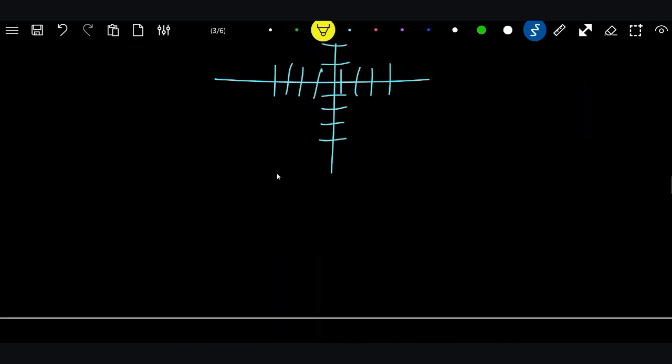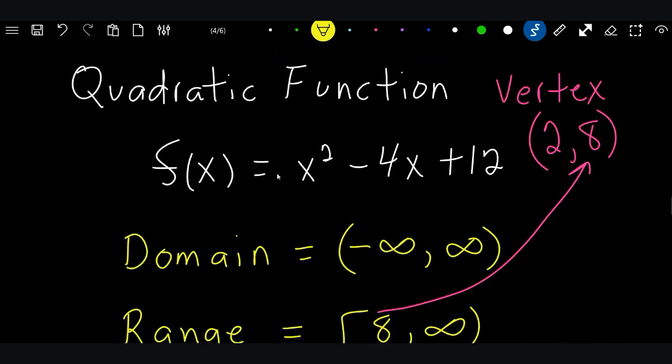Okay. The next one that we're going to look at is the quadratic function. And this is in your book on page 183. Page 183. The quadratic function. Now, we're going to learn a little bit later how to find the vertex, but right now they're going to give you the vertex. Okay.